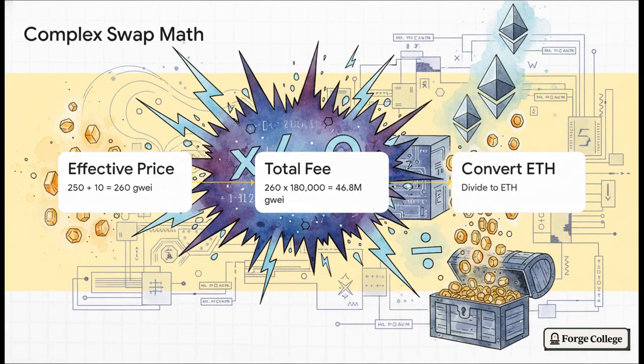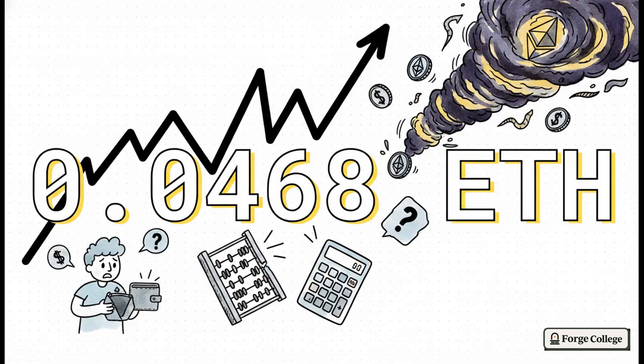The effective gas price is 250 plus 10, giving us 260 gwei. The total fee in gwei is 260 multiplied by that massive 180,000 gas requirement. That yields a staggering 46,800,000 gwei. Now let's divide to convert that up to ETH and see the damage. We hit 0.0468 ETH. Wow. That is a significantly steep final cost.